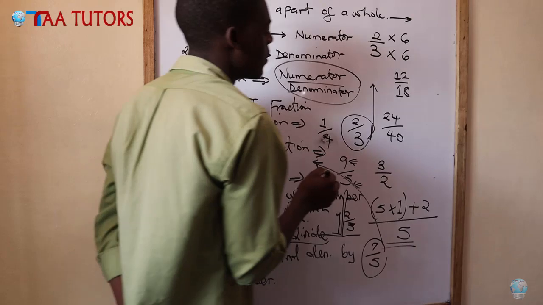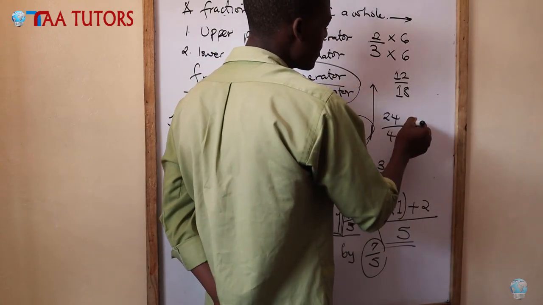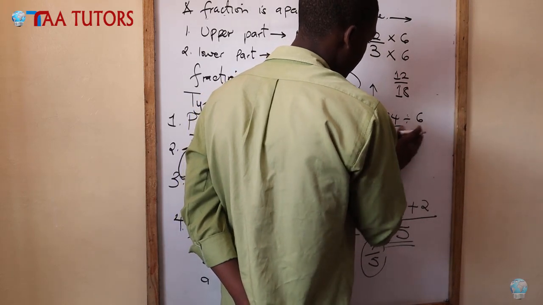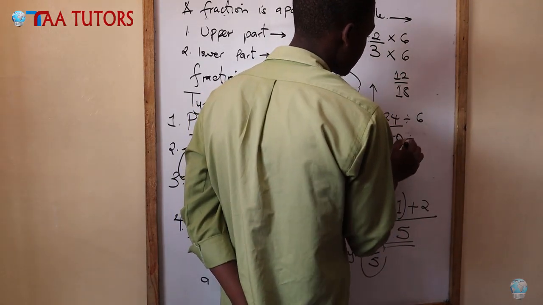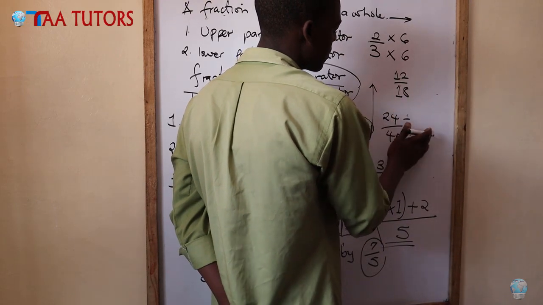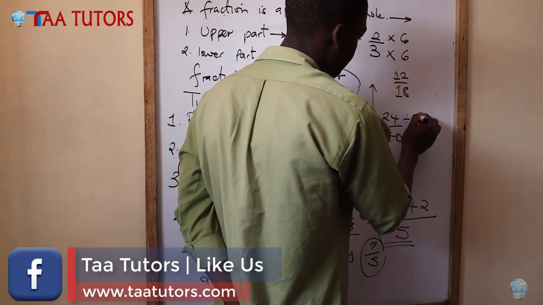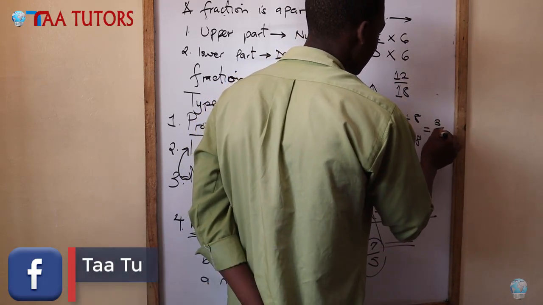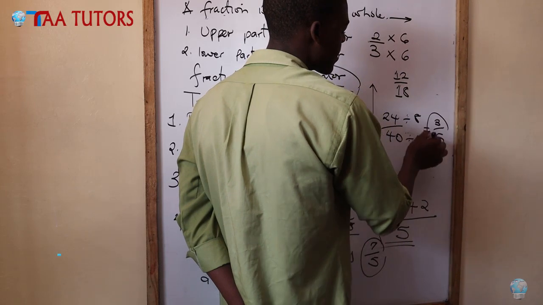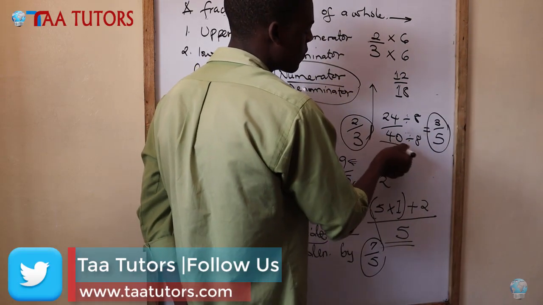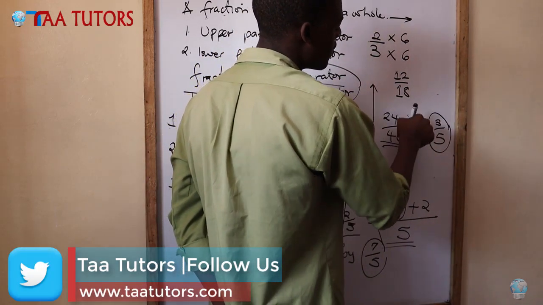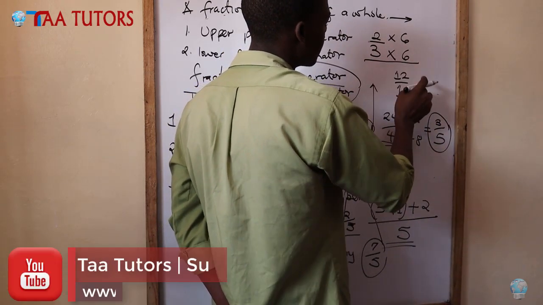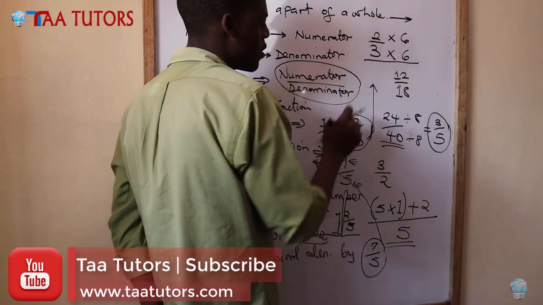dividing. We can divide by 6. No, 6 won't divide 40, so I can decide to use 8. This is going to give me 3 over 5. We can see that 3 over 5 is an equivalent fraction of 24 over 40 through division. This one was through multiplication, so that 12 over 18 is an equivalent fraction of 2 over 3.